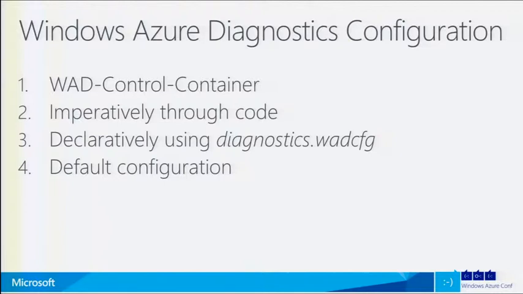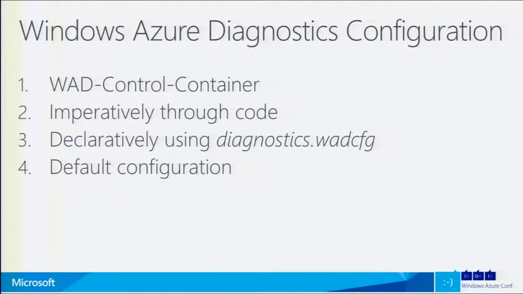If it doesn't find that, then next it's going to look at your imperative code. So it's going to look for the code that you use to define how diagnostics should work. And if it doesn't find that, then next it will fall back to that WAD config file. So we can configure everything in that WAD config file, and that's how it's going to work at this point.